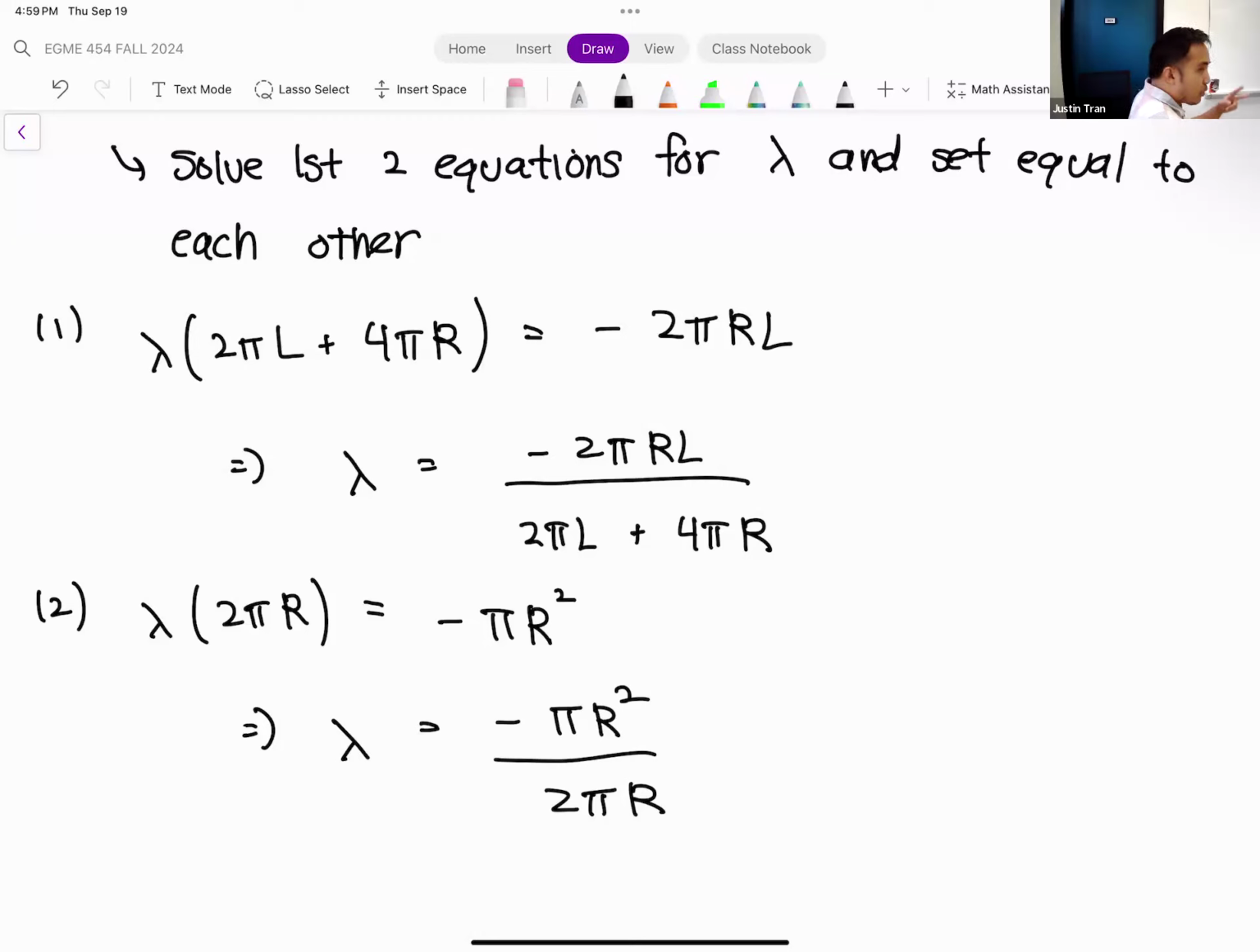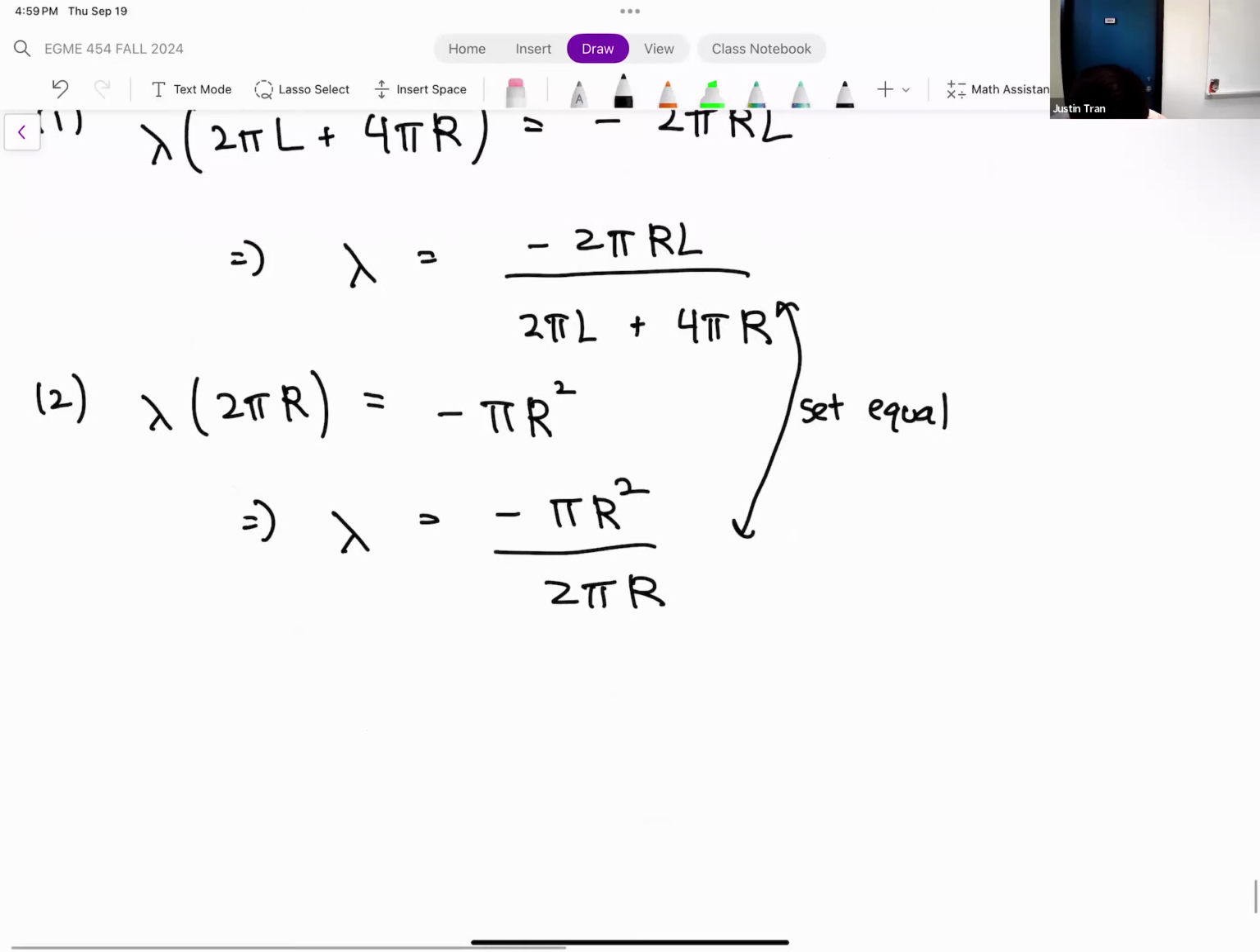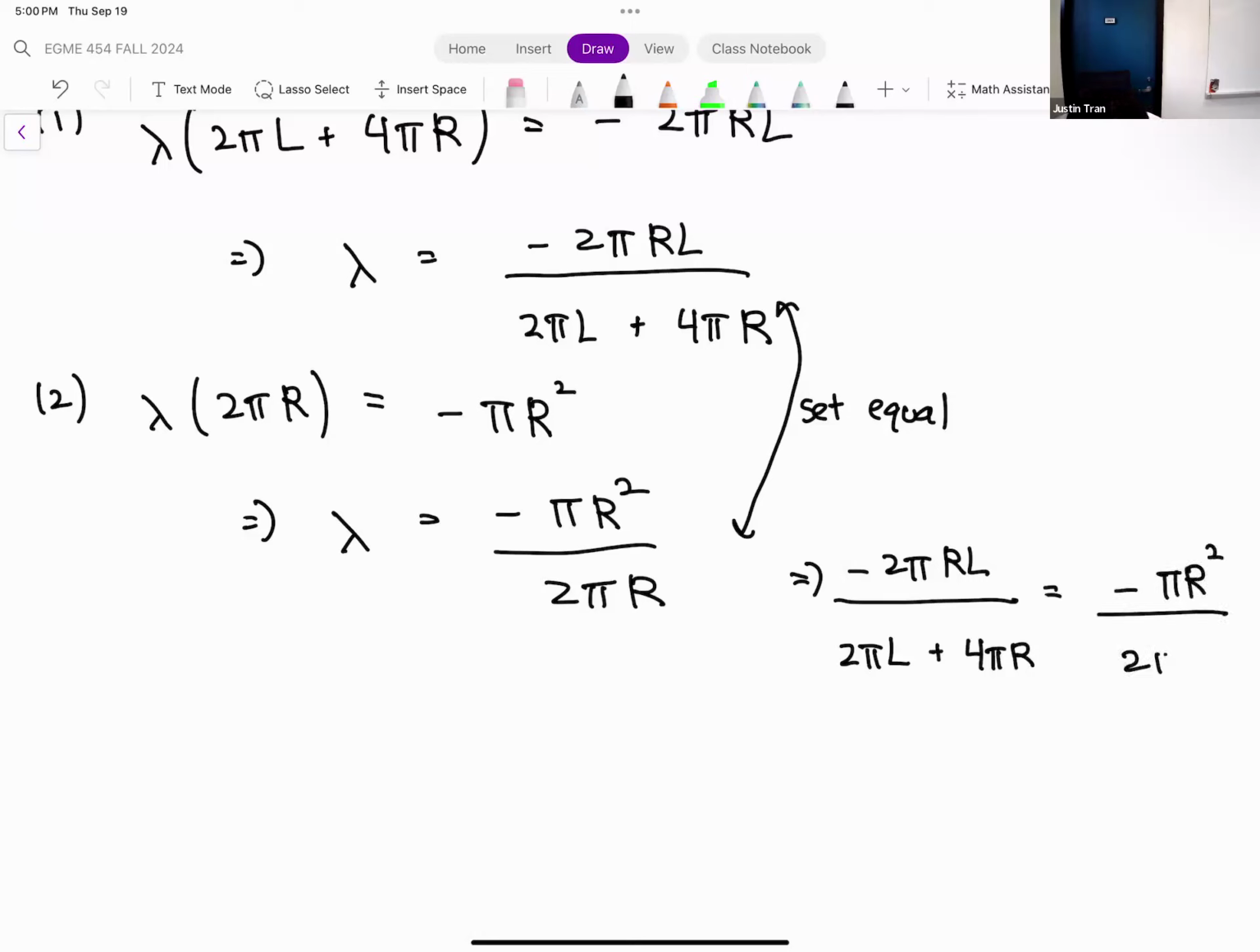Now that we have both of these expressions equal to lambda, let's set them equal to each other and thereby eliminate lambda from the equation. Actually, before we do that, there's a lot of canceling we can do, but let's cancel it all at once. If we set these two equal to each other, we get minus 2 pi R times L divided by 2 pi L plus 4 pi R is equal to minus pi R squared divided by 2 pi.